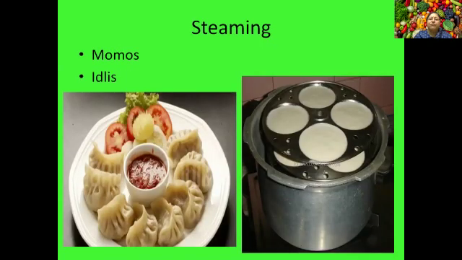Another way of cooking food is by steaming. Now, as you can all see, you have momos on the left side and you have idlis on the right side. Now, in this case, what happens is you take a cooker, you put water at the bottom, and when the water starts boiling, that steam, you know, steam is the water vapor. The steam is cooking the idlis here and the momos here. So steaming is a very good way of cooking food because no oil is used.